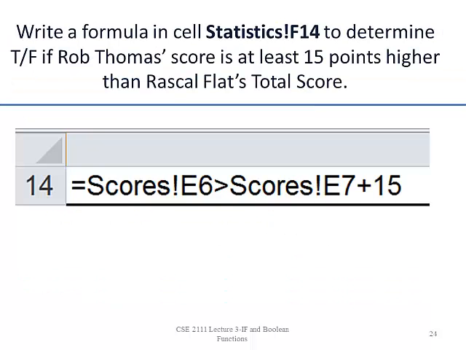Write a formula in cell statistics F14 to determine true or false if Rob Thomas's score is at least 15 points higher than Rascal Flatts' score. Scores E6 greater than scores E7 plus 15. We're going to add 15 to Led Zeppelin's score, and we will check that against Rascal Flatts.